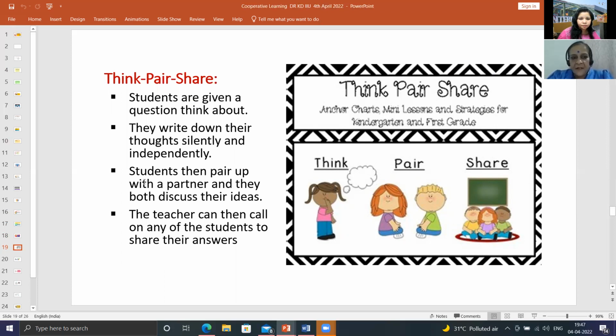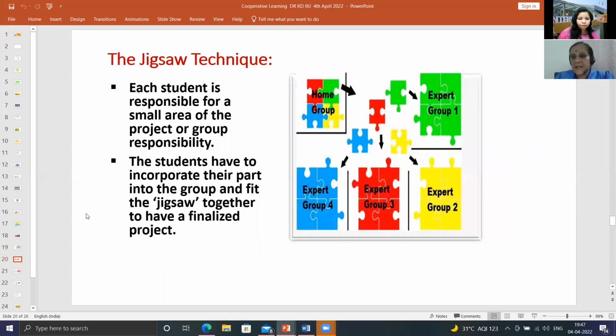Students are given a question and they should think about it. They write down their thoughts silently and independently. Then students pair up with a partner and they both discuss their ideas. The teacher can then call on any of the students to share their answer. So this is think, pair, and share, one of the important and smart techniques of cooperative learning.